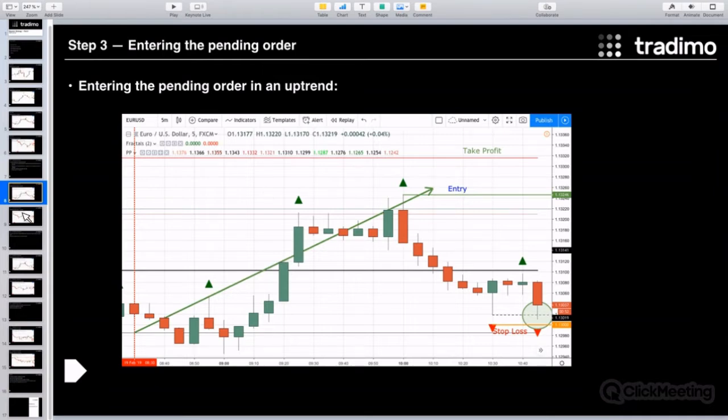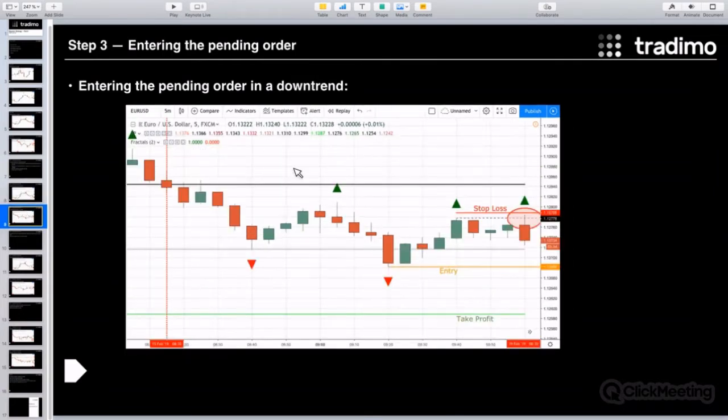No. Okay, let's have a look at a downtrend. We are watching the trend at this point. Then we have here our trade opportunity, because in a downtrend we need to have a broken up fractal, and this happened here with this candle. And at this point we can enter the pending order.